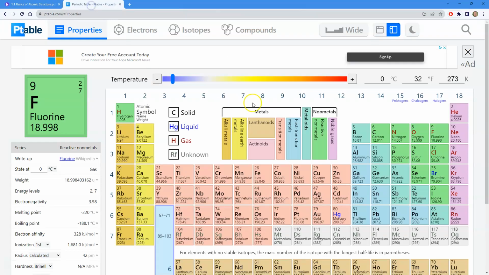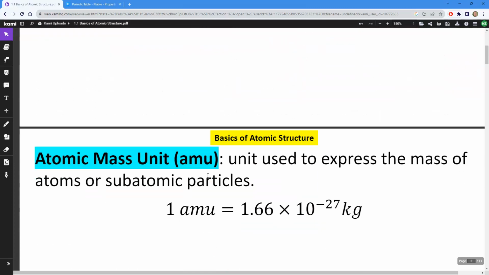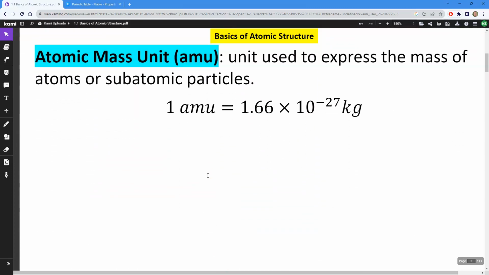So maybe you've heard of the periodic table of elements. There's some familiar faces on here. We've got hydrogen, helium, oxygen, nitrogen, carbon. So another way we could refer to this is the periodic table of simple substances, because we can't really break those down into simpler things using ordinary chemical processes. There is a way to break them down into subatomic particles, but that's really complicated and beyond the scope of our class.